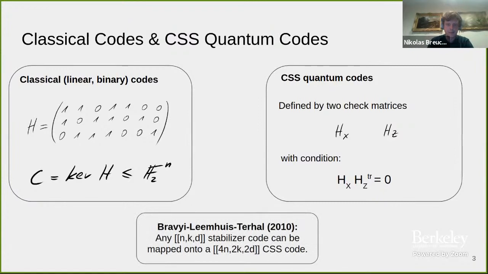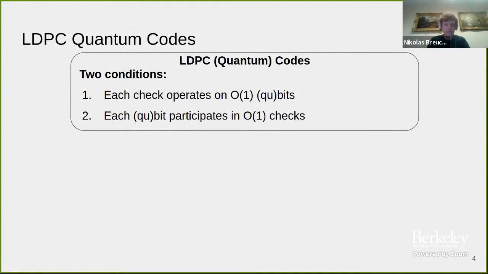And the reason why I will only talk about CSS codes in this talk is partially motivated by a result by Bravyi, Leemhuis, and Terhal. And this result tells us that any stabilizer code, which is a larger family of quantum codes, can be mapped onto a CSS code. So we don't actually lose too much if we only care about the scaling of these parameters. So let's restrict ourselves a little bit more.